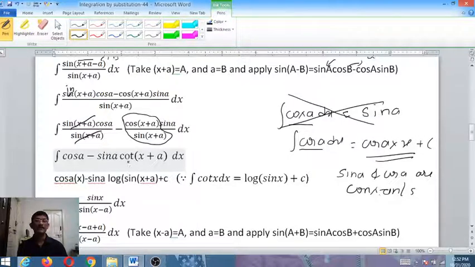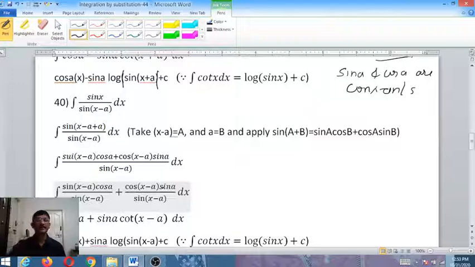So the integral of cot of x plus a, remember the integral of cot x is log of sin x. The integral of cot x is log of sin x. So the integral of cot of x plus a is log of modulus of sin of x plus a plus c. So this is the answer. Okay.